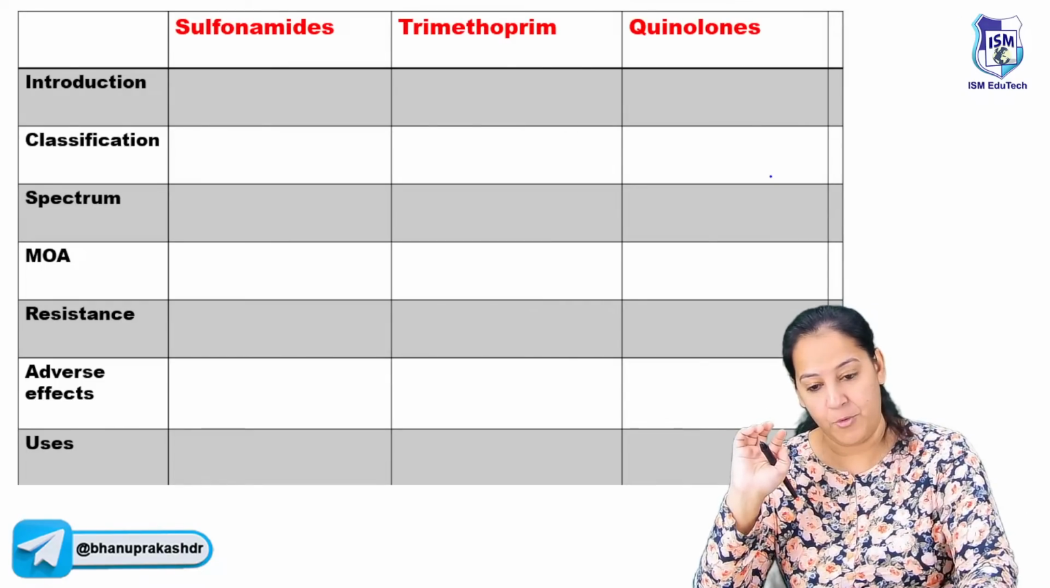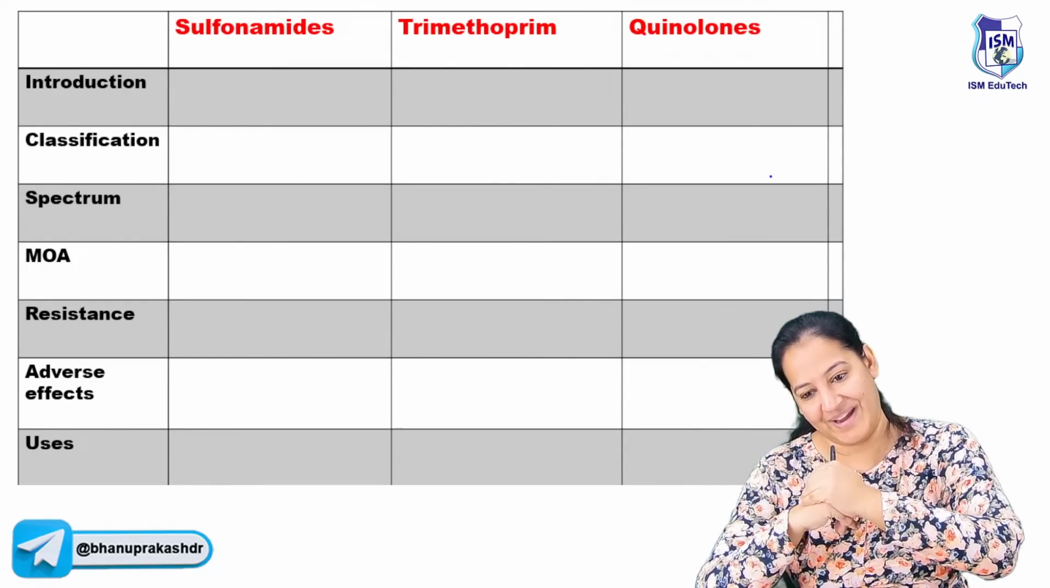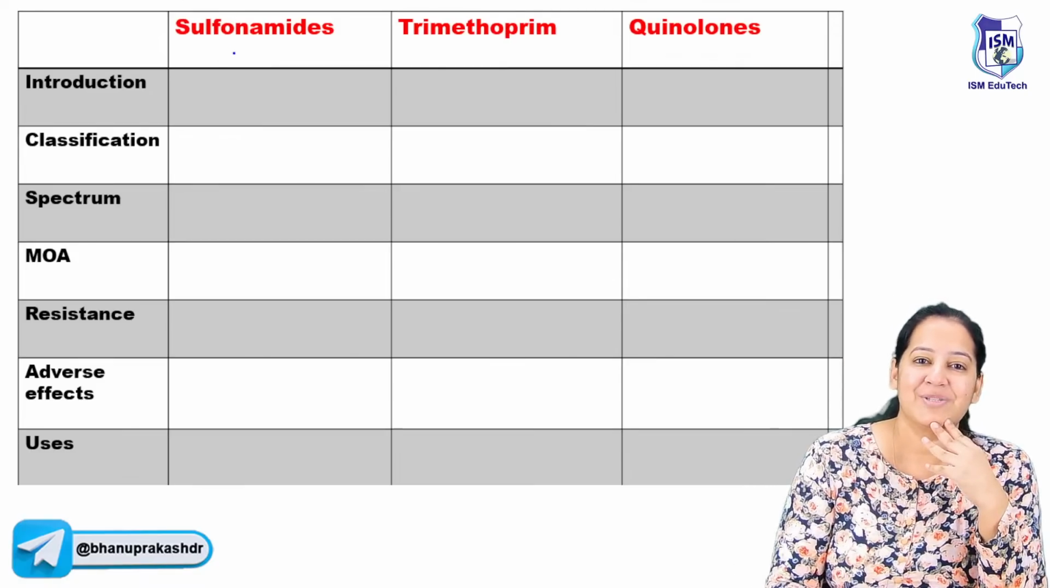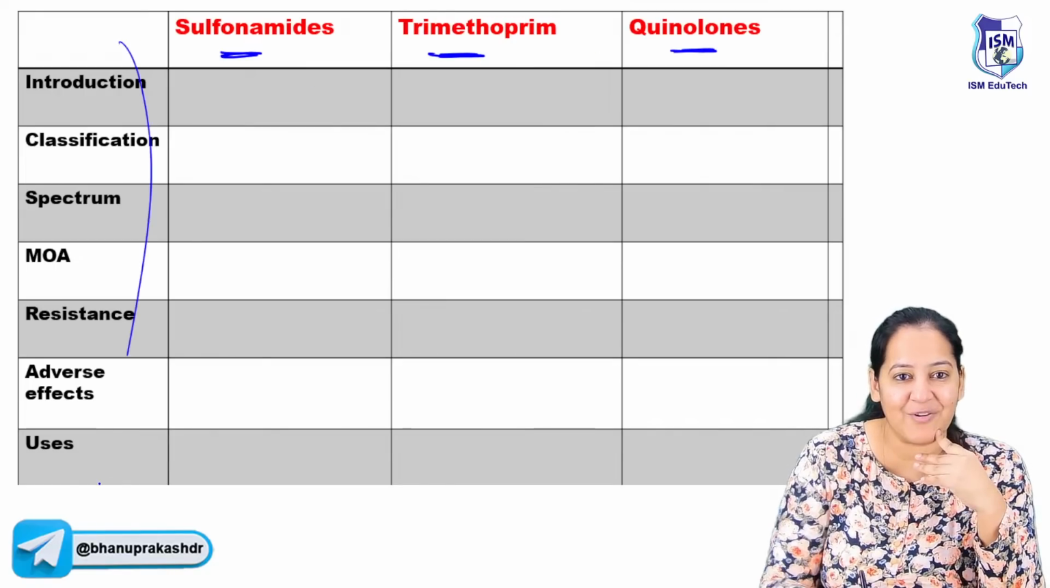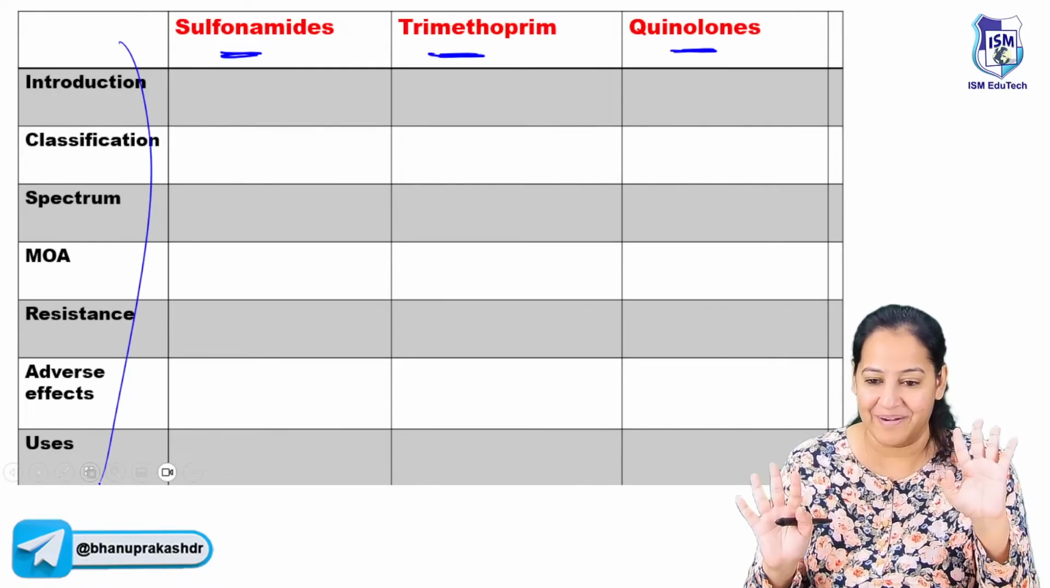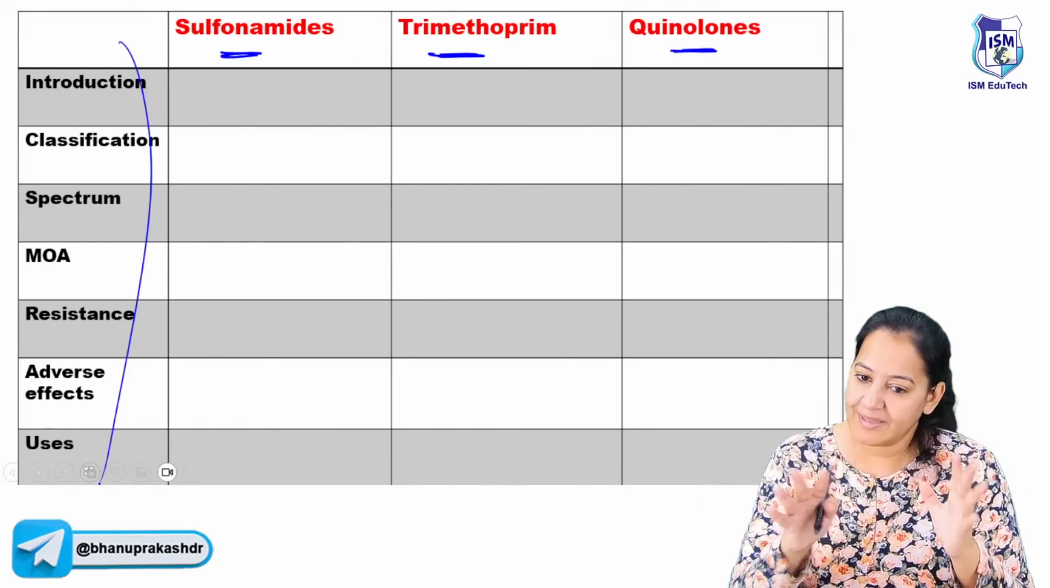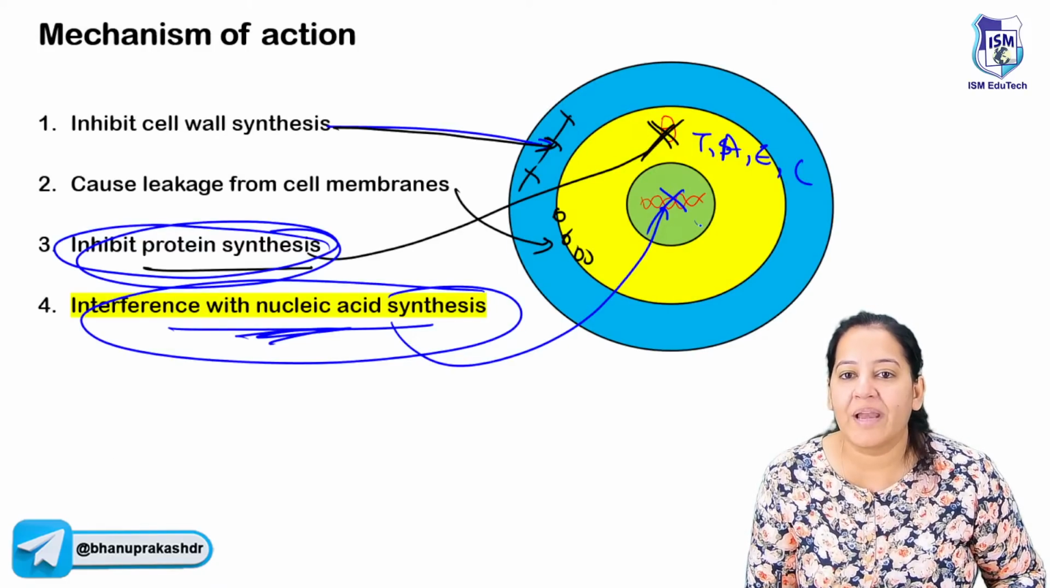So I'm teaching you 3 more drugs. The third master table I'm teaching you right now. So I'm teaching you 3 drugs: sulfonamide, trimethoprim, and quinolones. These headings are common, only the drug will keep on changing. All these 3 drugs do one thing: they inhibit nucleic acid synthesis.